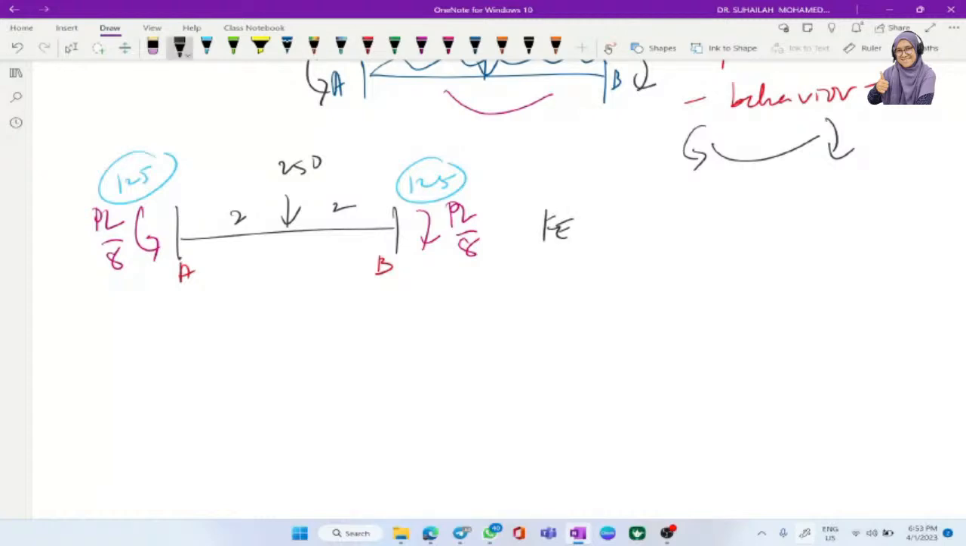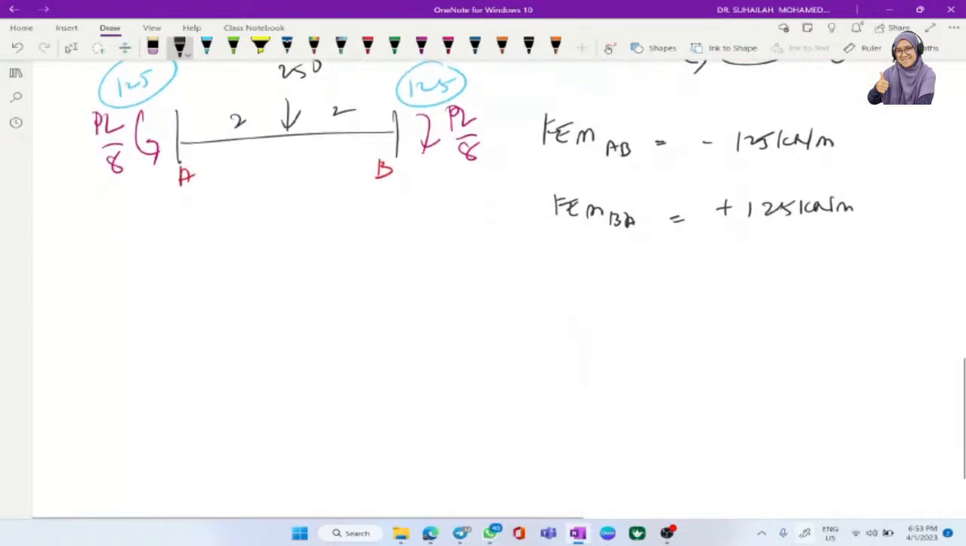So FEM AB is equal to negative 125 kilonewton meter, because it is counterclockwise, which is opposite with the sign convention. And FEM for BA is positive, because it is clockwise, similar direction with the sign convention. So this is also 125.